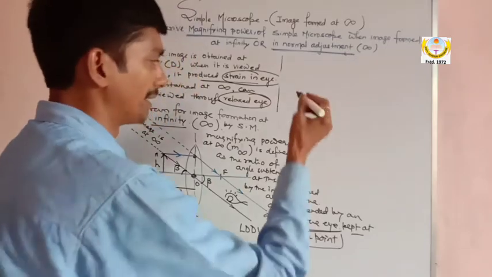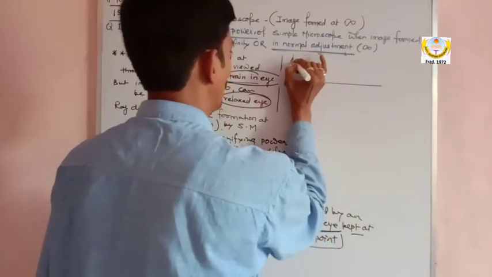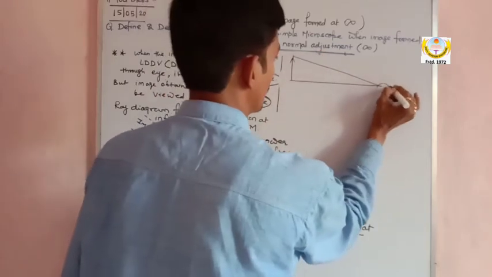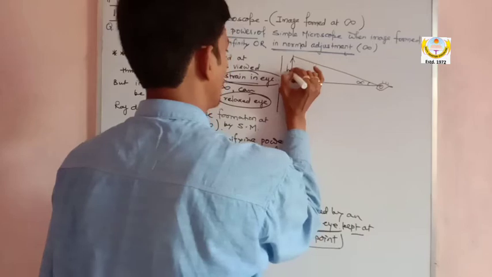So I will draw in this diagram, which is for the object. This diagram should be in your paper. This diagram should be there for the object separately.